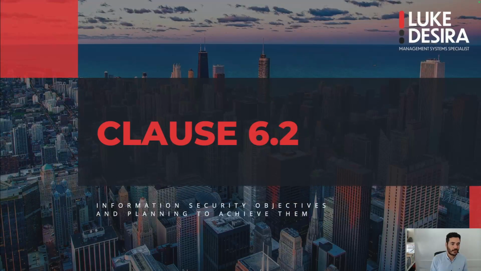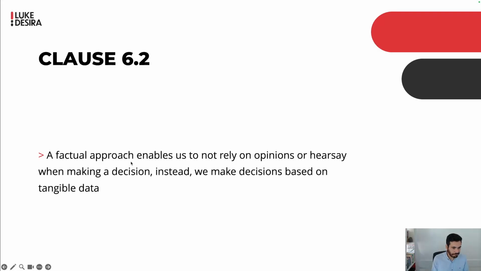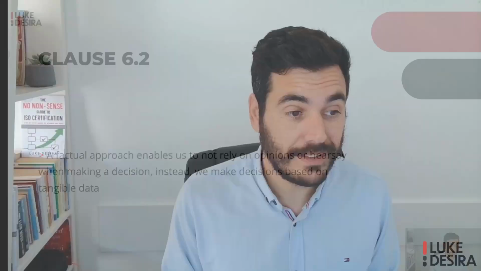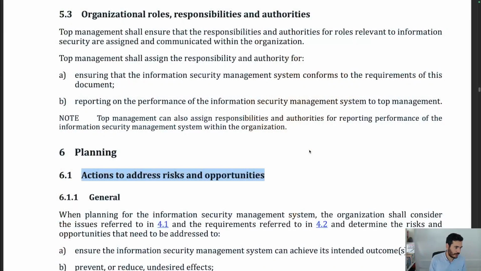In this video, we're going to talk about information security objectives, which is clause 6.2 within the ISO 27001 standard. I think that this is one of the most important elements of your management system if you want to have a management system that is run by data rather than by opinions. And first of all, what does the standard talk about?